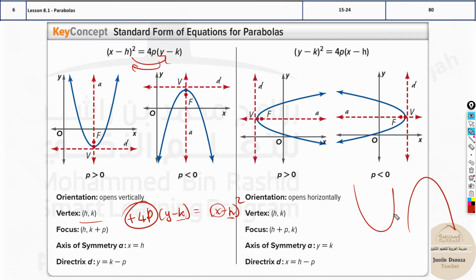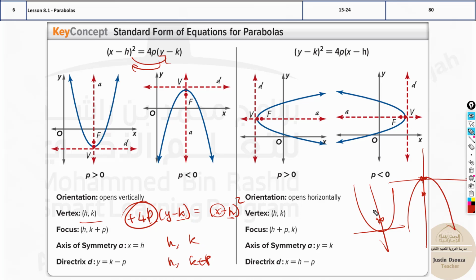Now then, if at all we know the orientation, then you need to know this is the vertex, right? The focus will be along the same x-axis. See, the x point is the same. It'll be somewhere inside over here or over here. So the x point does not change. What you have to do is find the p-value. Once you find the p-value, add it to the k-value. See, h and k is the vertex, right? H will be the same, but k plus p is the focus point. These are the very important things to find out.